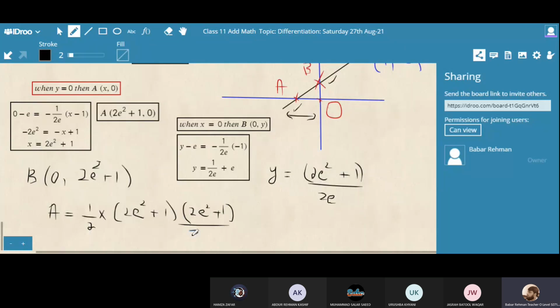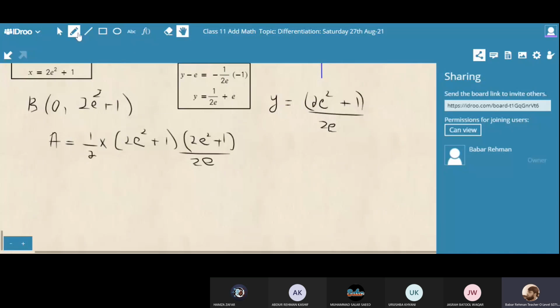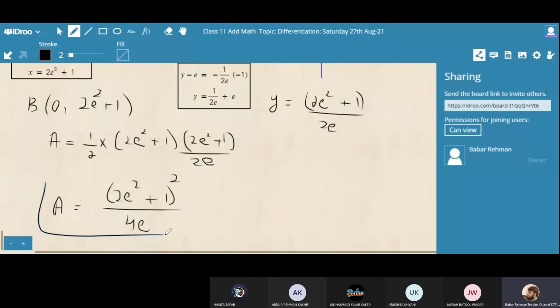So student, what is the area of the triangle now in terms of e? A is equal to, if I multiply two brackets, these two brackets are same, 2e square plus 1. So may I write like this? 2e square plus 1 whole square, and upon 4e. This is the area of triangle in terms of e. And student, this is our answer.